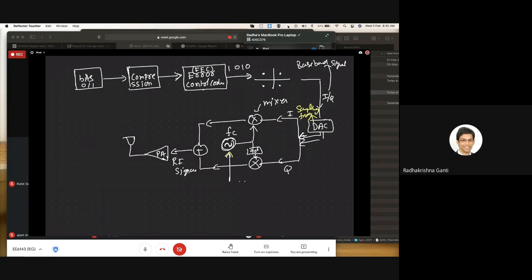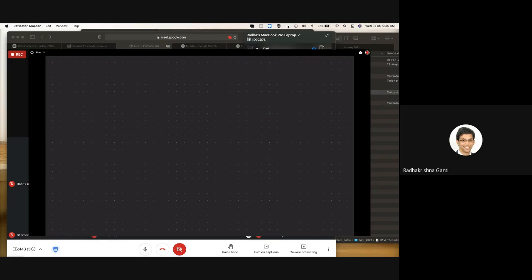Okay, so this is the transmitter chain. How will the receiver chain look? The receiver chain will look exactly the opposite. We have the antenna, we have the low noise amplifier. Then the same signal will go into essentially get multiplied.